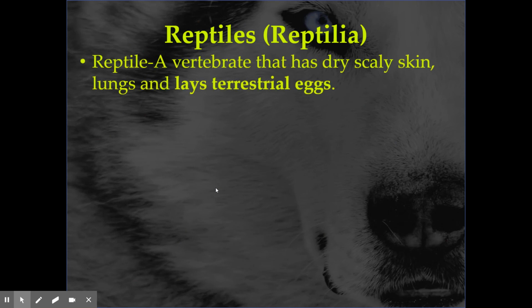Reptiles. So now reptiles and amphibians are not exactly the same thing. They kind of get grouped up in the general consciousness of people, but they're definitely different. So we have a vertebrate that has dry, scaly skin. That's the most obvious physical difference there. Lungs, and tends to lay eggs on land. So here's a big difference.